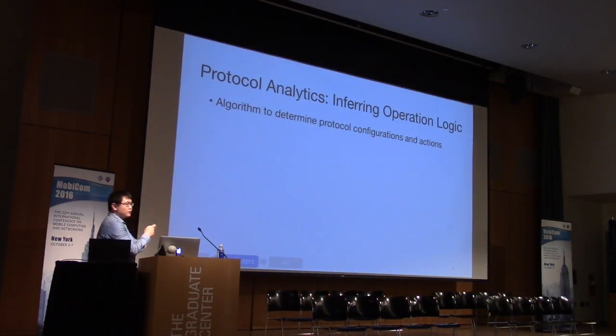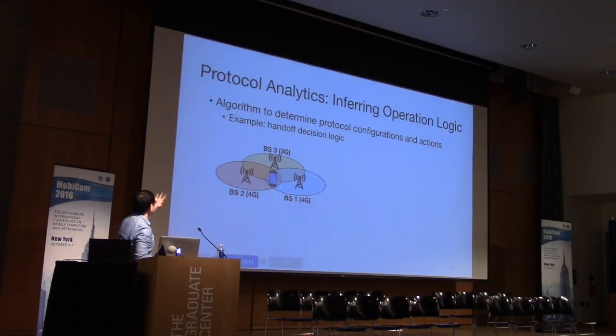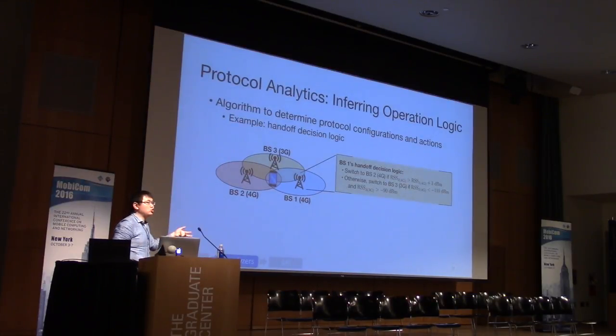Besides the device-side state dynamics, MobileInsight can also infer some network-side operation logic, which basically means the network configuration and the algorithm policy to determine which parameters you should use for the protocol and which messages you send and receive. For example, in handoff and routing, each base station has handoff decision logic, which tells you under what condition you should move to the 3G network and under what condition you should move to the 4G network. This will affect your data performance.